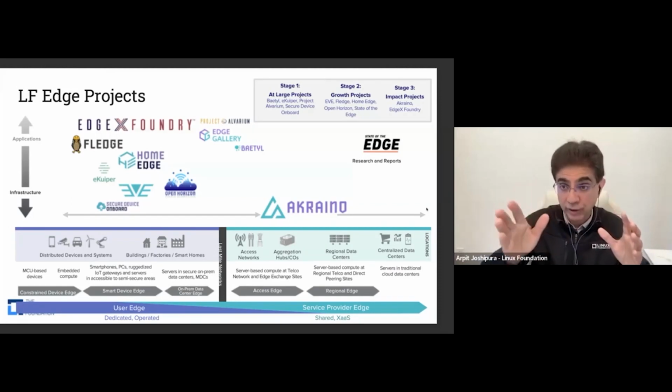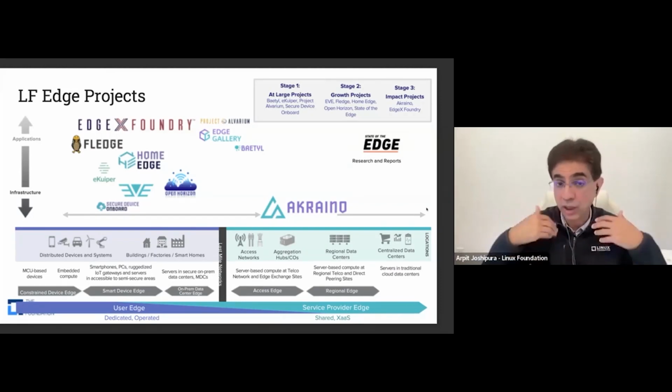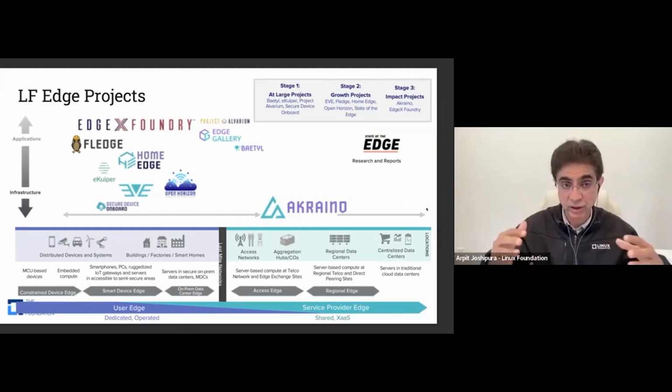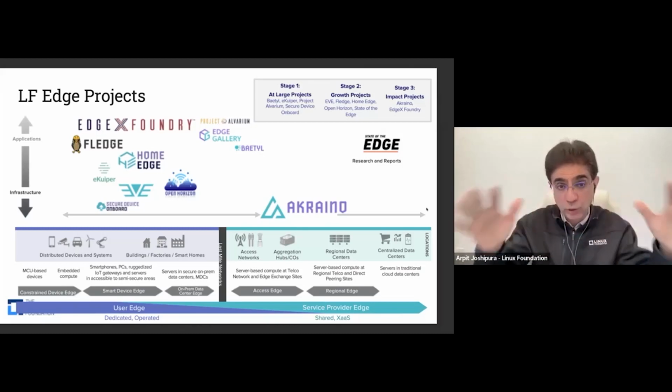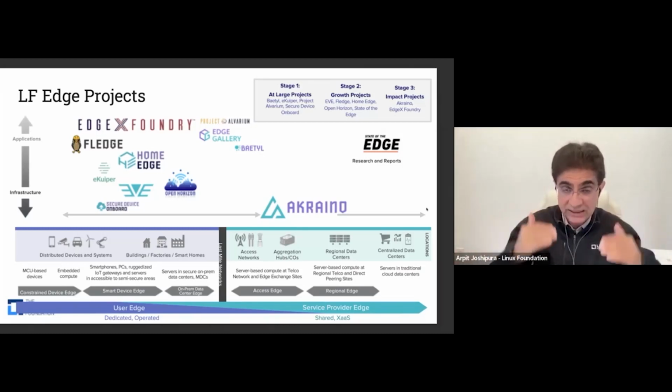So if you can download the State of the Edge report, there's a lot of information and the definitions and all that. But if you look at the implementation of user edge, you can either put it on a constrained device edge, so microcontroller, embedded compute, or you could put it on an IoT gateway or in a server room. And then across the last mile, you would put it under the base station or a smart central office.